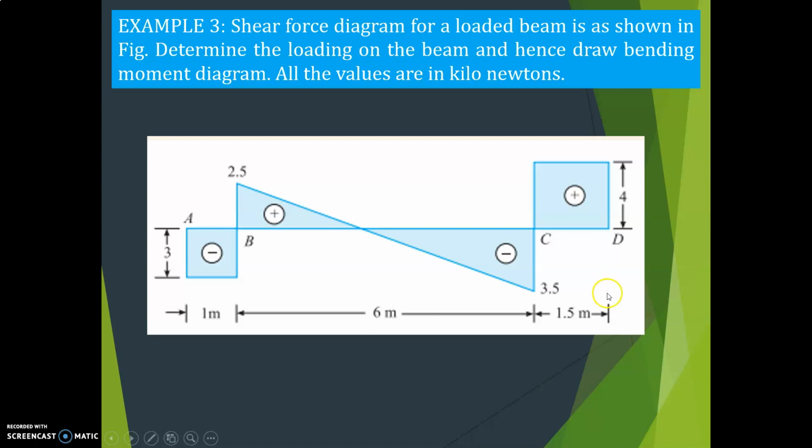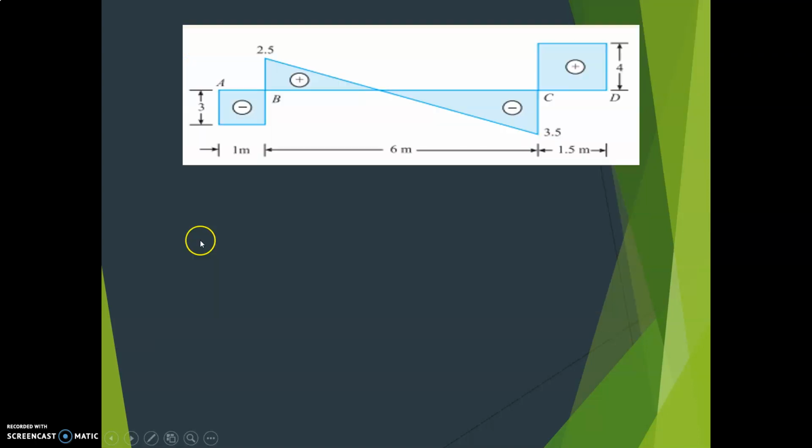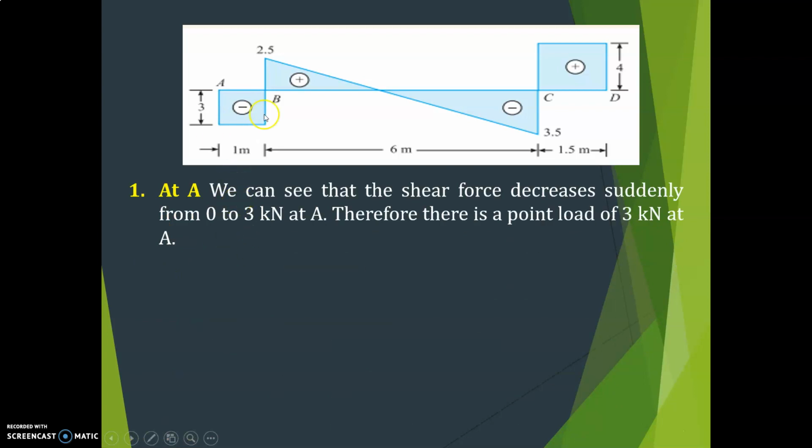What you have to do is draw the loading diagram. So I'll start from A. At A, we can see there is a sudden decrease from 0 to 3 kilonewton. You can see this is minus. Left side minus here means there is a point load of 3 kilonewton at A. It is not a support reaction, because left side minus means the load is acting in the downward direction. So that is a point load of 3 kilonewton at A.